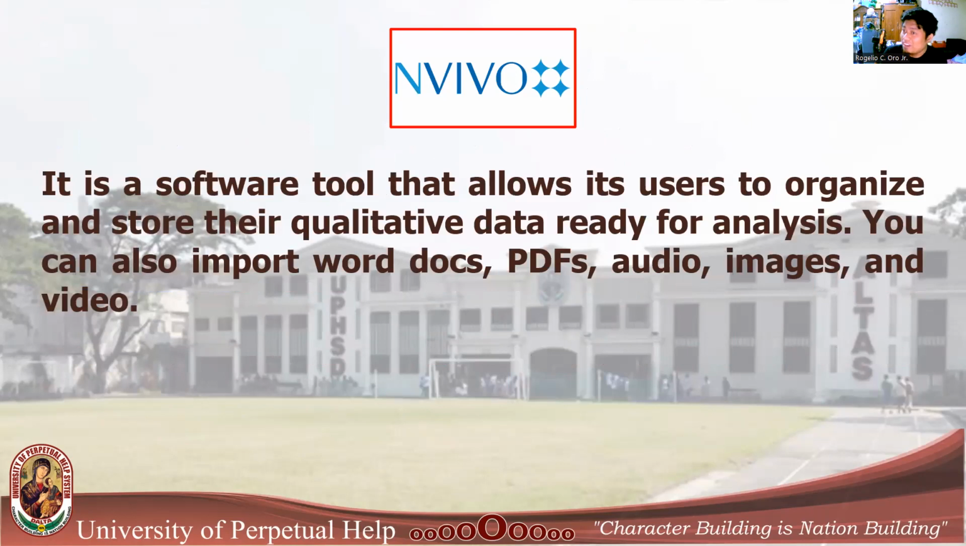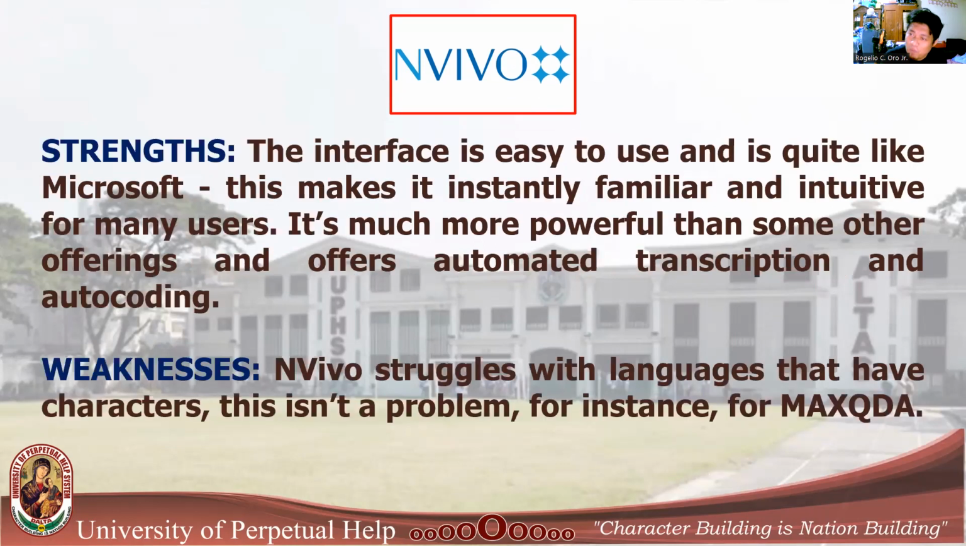NVivo. It is a software tool that allows its users to organize and store their qualitative data ready for analysis. You can also import Word docs, PDFs, audio, images, and video. So there are a lot of document formats you can upload in this software. Of course, it also has strengths and weaknesses.